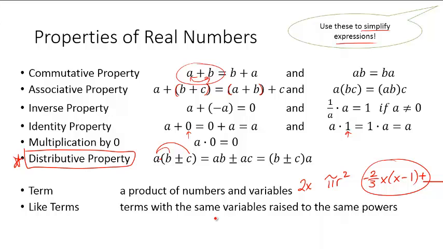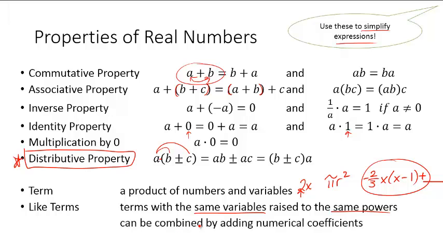Like terms end with the same variables that are raised to the same powers. However, the coefficient can be different. So the numerical coefficients can be different. And when combining like terms, you add the numerical coefficients. Now, what are numerical coefficients?